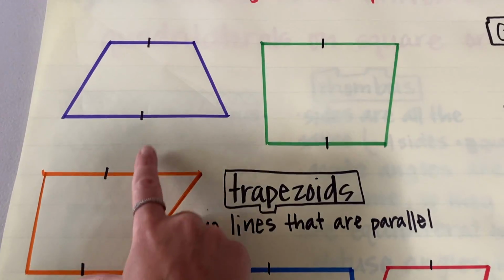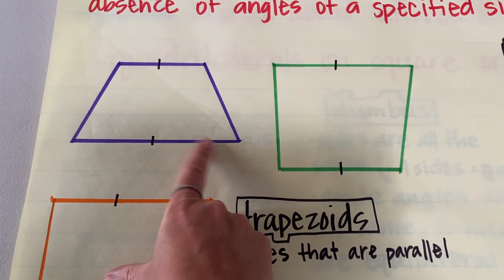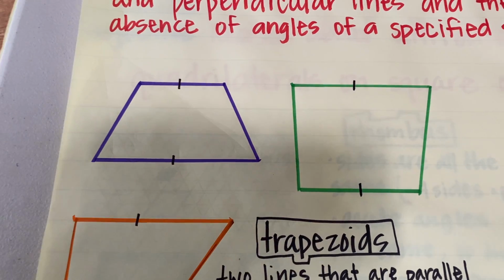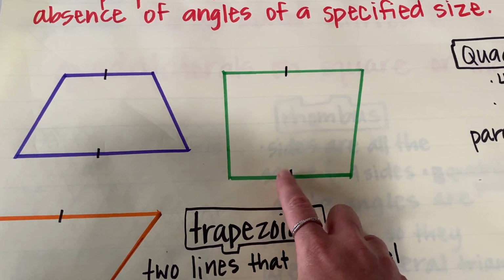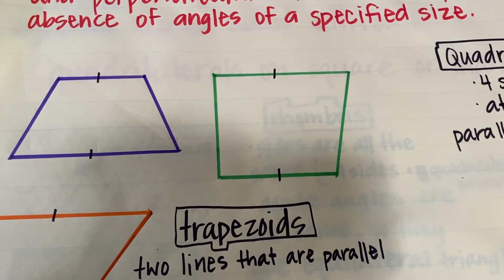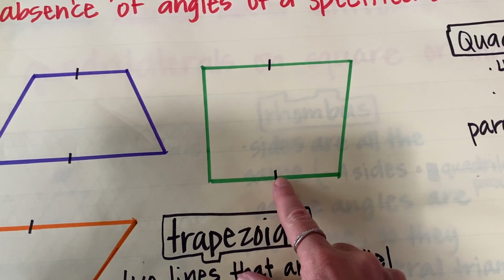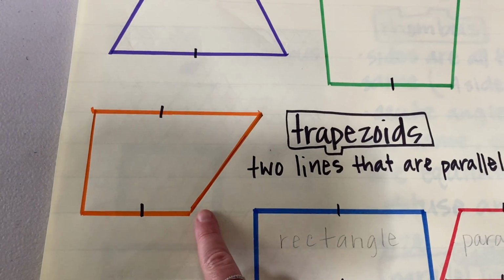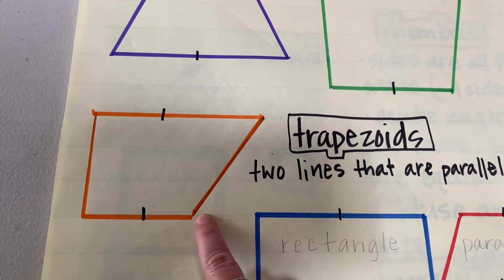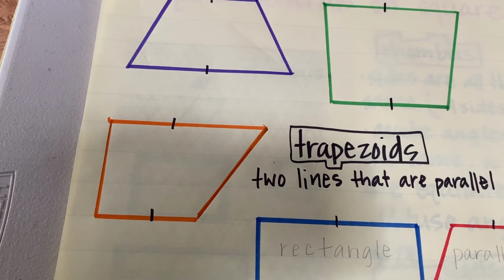So this trapezoid is something that looks familiar to you because this is what's in our pattern blocks. The ticks show where the two lines are that are parallel. This looks very close to a square. It is not. You'll notice that this angle is kind of going off to the side a little bit, but it does have two parallel lines. Here's another shape that might look familiar to you. It also has two parallel lines.